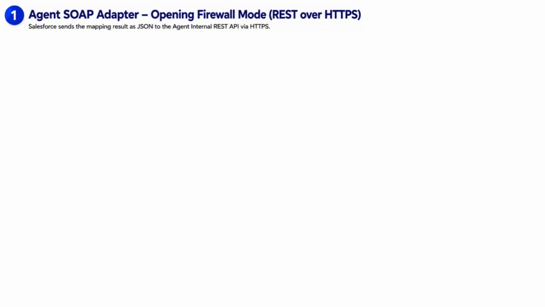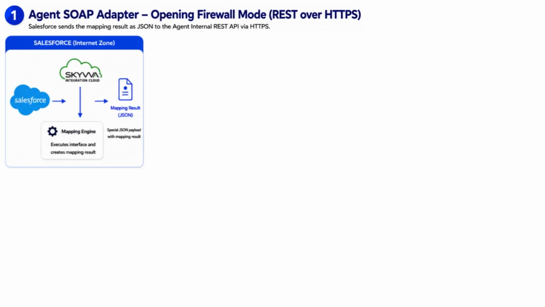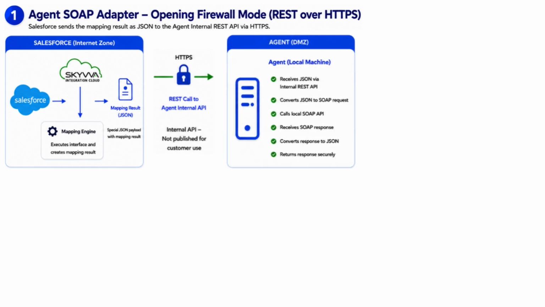Architecture Overview. This architecture consists of three main components. First, Salesforce, Internet Zone. The integration starts in Salesforce, where the SKYVVA mapping engine executes the outbound interface. After the mapping is complete, SKYVVA creates a JSON mapping result. Instead of calling the backend SOAP service directly, Salesforce sends this JSON payload to the agent's internal REST API over a secure HTTPS connection.